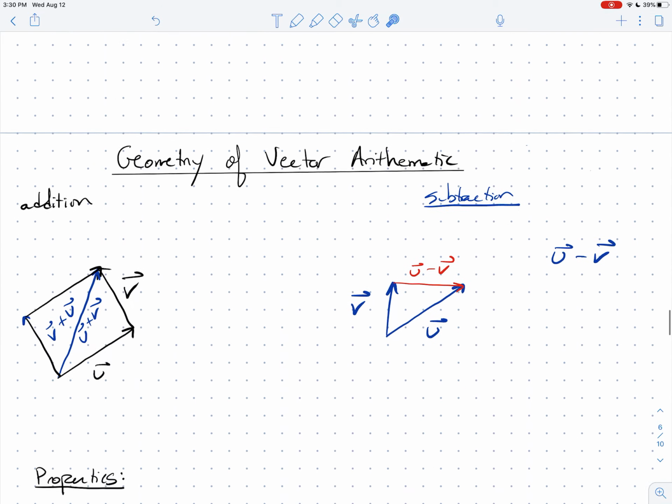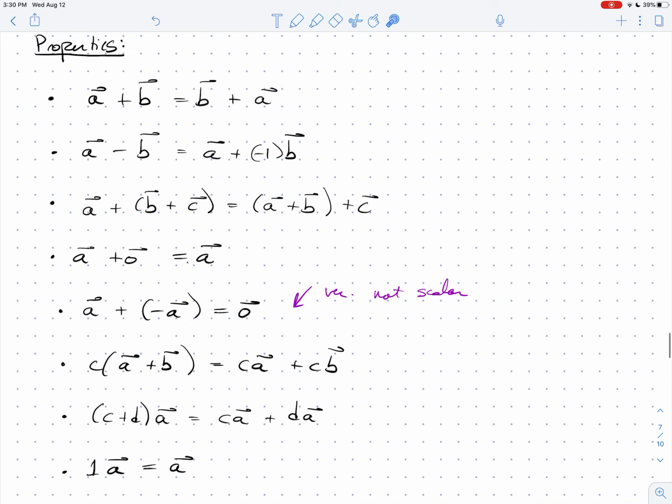Okay, well let's more or less end by looking at some of the properties of vector addition. These properties hold for vectors in R2 or in R3. So addition is commutative, meaning a plus b is the same as b plus a. Of course, subtraction, it's important that you realize a minus b is just a plus the scalar negative 1 times b. So a minus b is saying, look, flip b, that's what negative 1 times b does, and then add that to a.